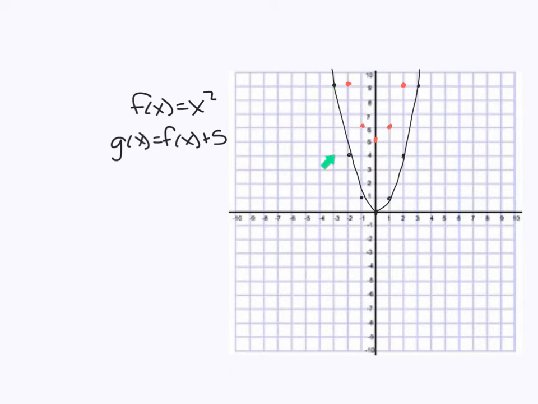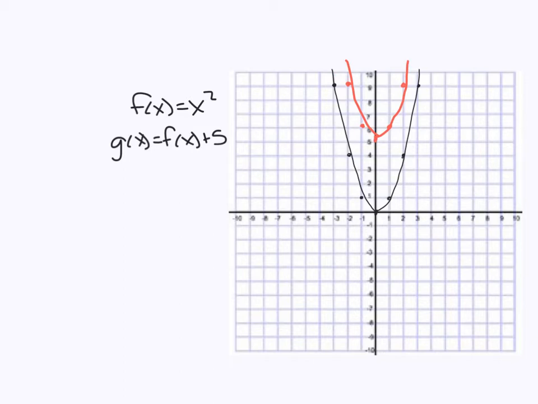The ones over here at -3, 9 and +3, 9 would have gone off my grid, so I didn't bother plotting those. And then I can redraw my parabola through my points, and I have my vertical translation up 5. I took my parent function, moved each point up 5 units, and here is the new function.